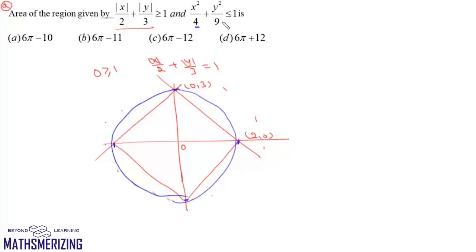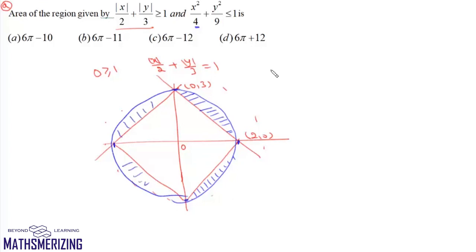Now if we put the origin here, 0 is less than or equal to 1, so that means we are looking for the region lying inside the ellipse. The area of the region which we are looking for is the region which lies inside the ellipse but outside this rhombus.